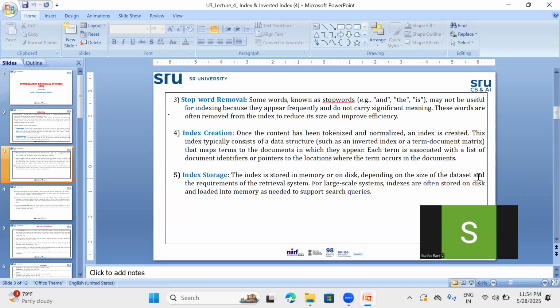Index storage. The index is stored in memory or on disk, depending on the size of the data sets and the requirements of the retrieval system. For large-scale systems, indexes are often stored on disk and loaded into memory as needed to support each query.